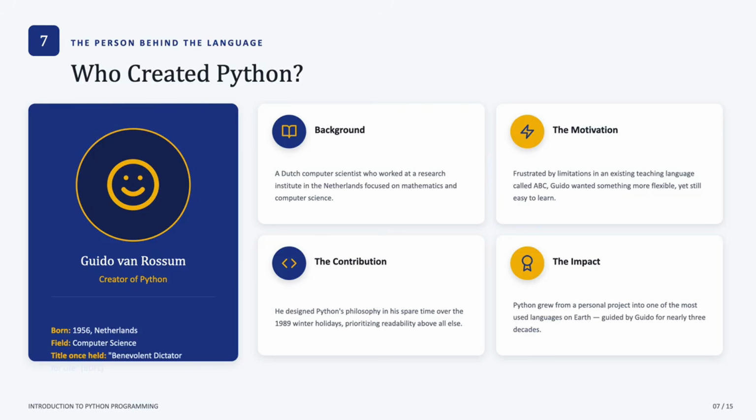His philosophy was simple. He wanted a language that was easy to read, easy to write, easy to learn, easy to maintain. Those four ideas became the foundation of Python. And surprisingly, even after more than three decades, Python still follows those same principles. That's one of the biggest reasons it has remained so popular.